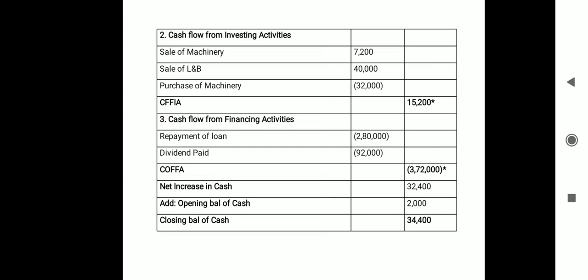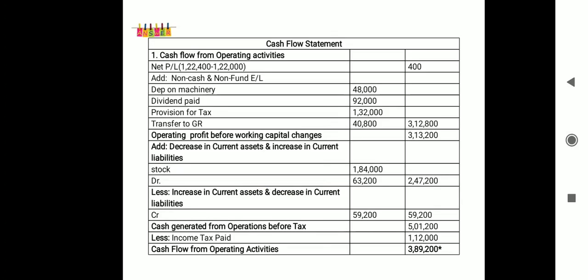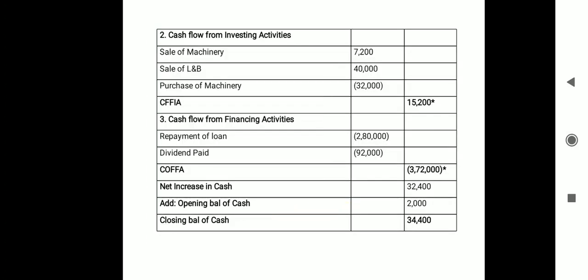And from the additional information, we had the information that we have purchased further machinery worth rupees 32,000. So it is an application, that's why it's negative, because cash is going out of my pocket, so I have kept it in a bracket. Finally, 40,000 plus 7,200 minus 32,000, we get 15,200. I have indicated it with a star mark. You can check here how much we have as cash flow from operating activities and how much as cash flow from investing activities.